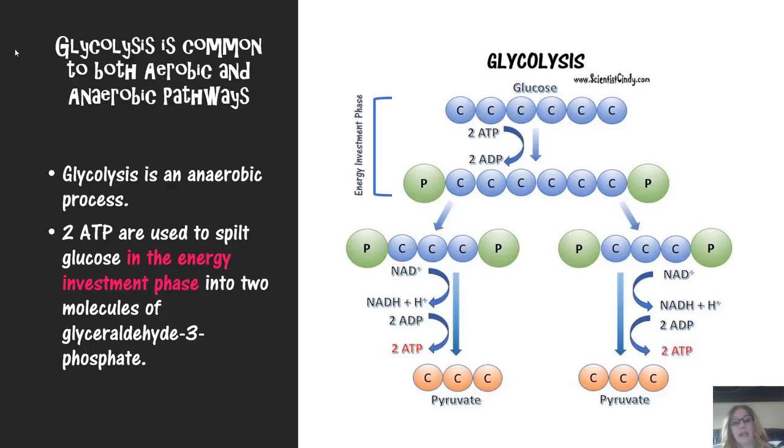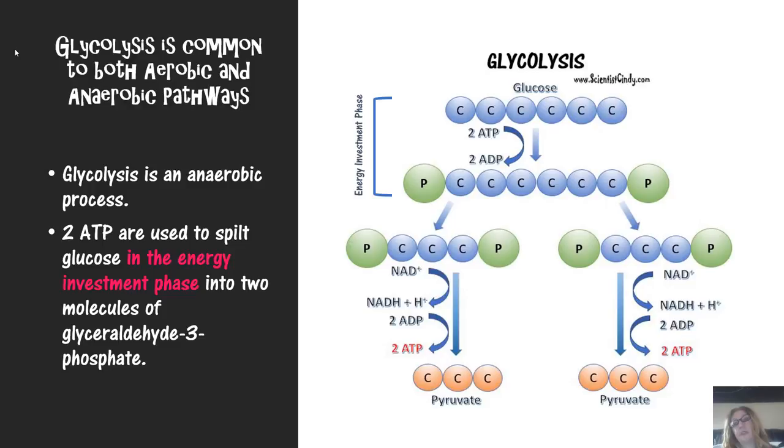Glycolysis is an anaerobic process, so we do not need oxygen in order to undergo glycolysis. Two ATP are actually invested at the beginning of the glycolysis process. And we call this the energy investment phase here at the beginning. So 2 ATP are used at the beginning of glycolysis in order to split the glucose molecule.